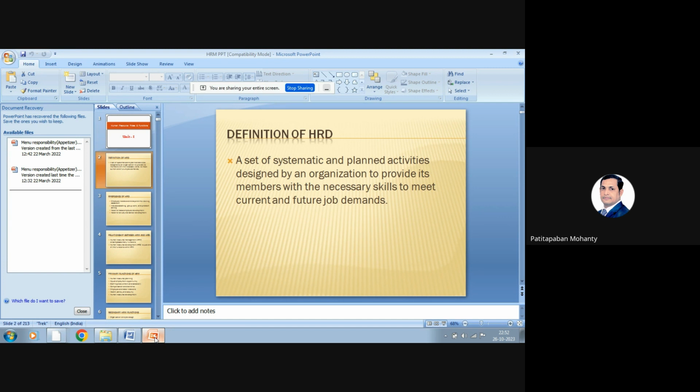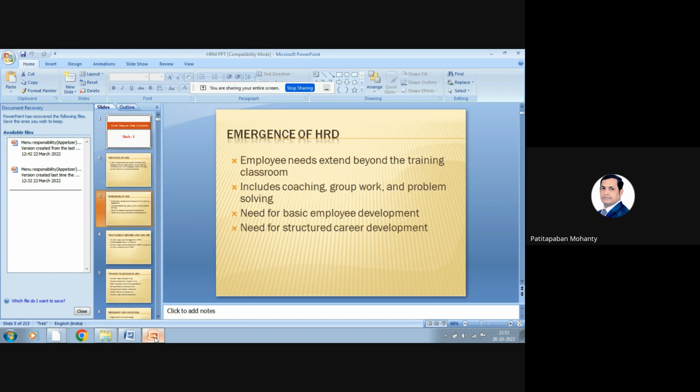Okay, so we'll go to the next slide. What is the emergence of human resource planning? Why is there an emerging need for this particular kind of resource? What is the reason behind it?